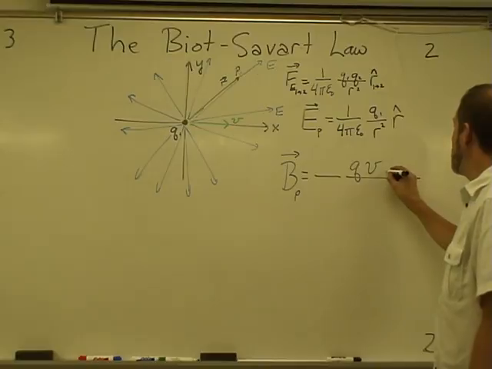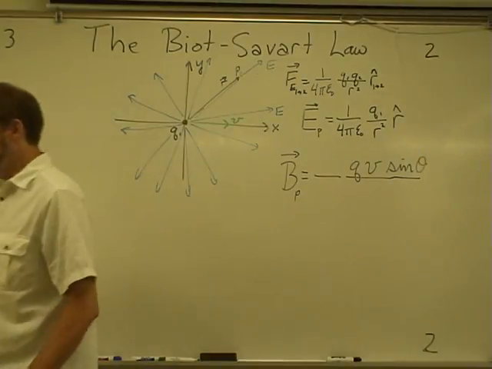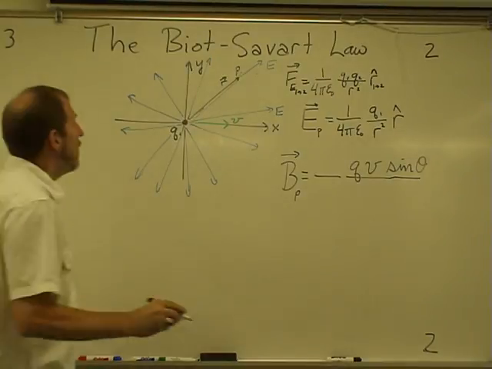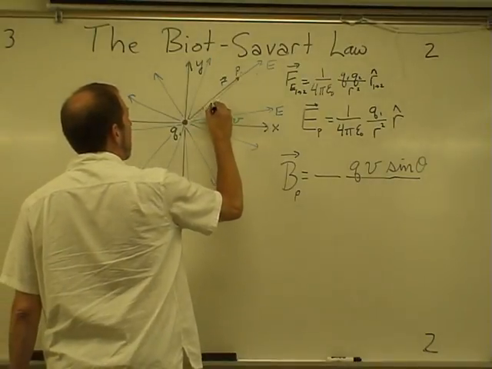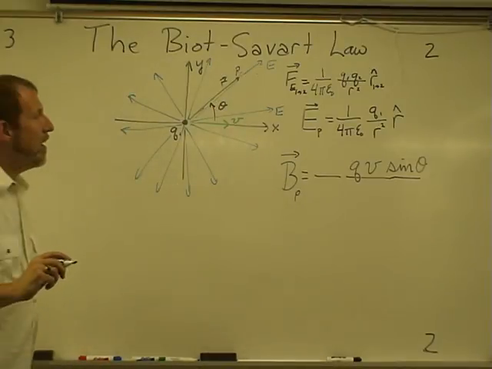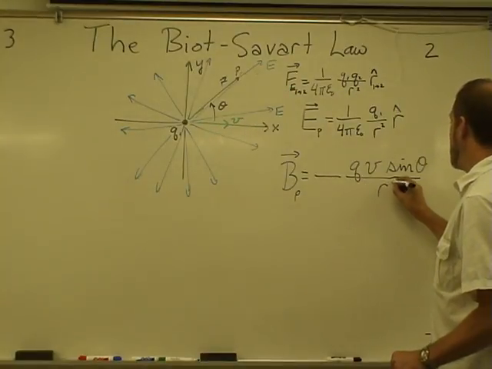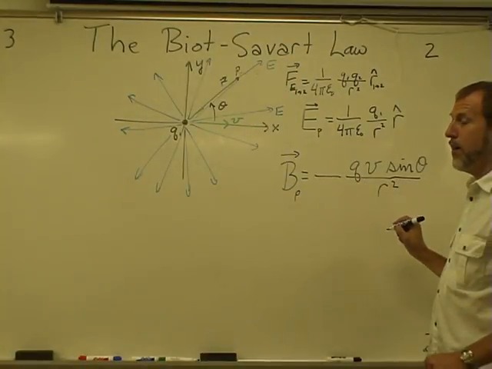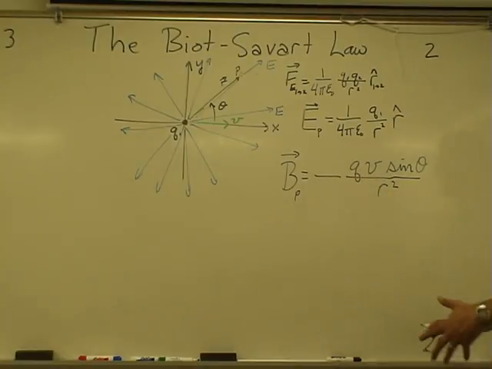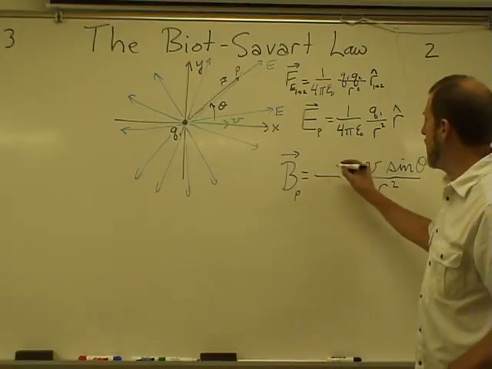Now, it also is going to depend on the sine of the angle between v and r, defined like so. In the same way as the electric field, the magnetic field falls off as 1 over r squared. And in the same case as the electric field, there are no magic units that the universe knows we're working in, so we need to account for that.